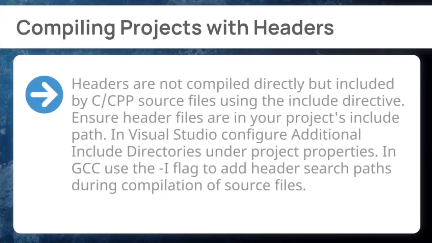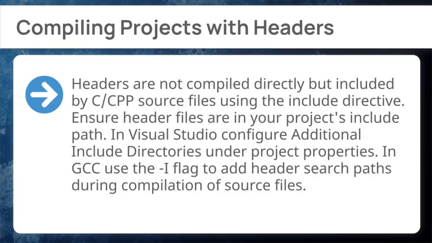Finally, compiling projects with headers. Headers are not compiled directly, but included by C or CPP source files using the include directive. Ensure header files are in your project's include path. In Visual Studio, configure additional include directories under project properties. In GCC, use the -I flag to add header search paths during compilation of source files.